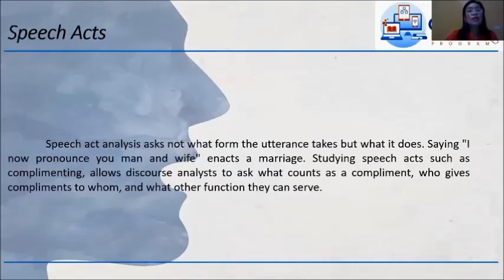Okay? Now, speech acts. Okay? Speech act analysis asks not what form the utterance takes, but what it does. Saying, for example, "I now pronounce you man and wife" enacts a marriage. Studying speech acts such as complimenting allows discourse analysts to ask what counts as a compliment, who gives compliments to whom, and what other functions they can serve.